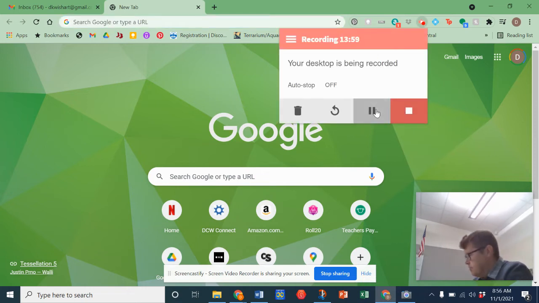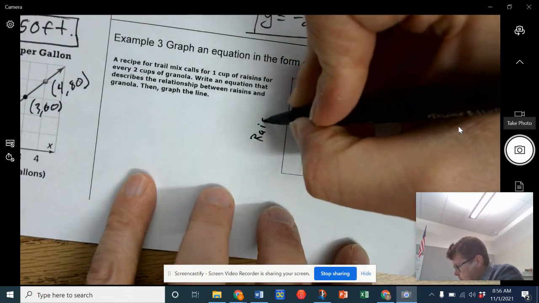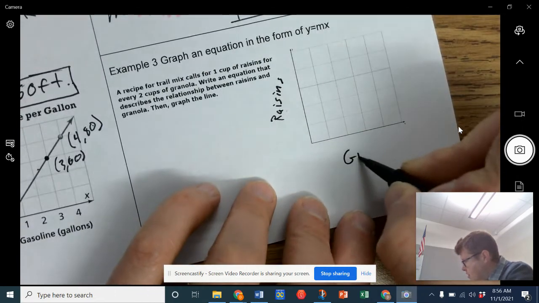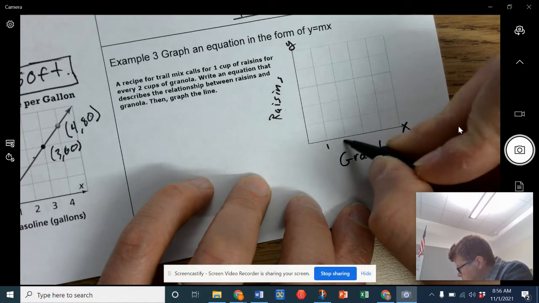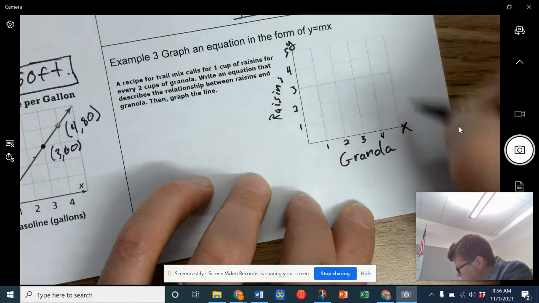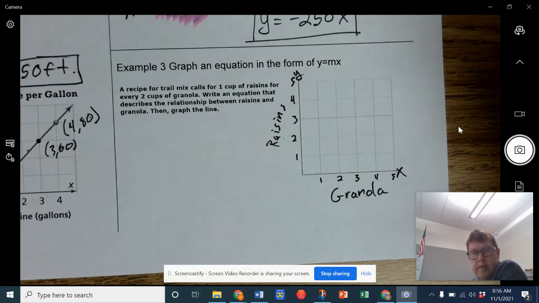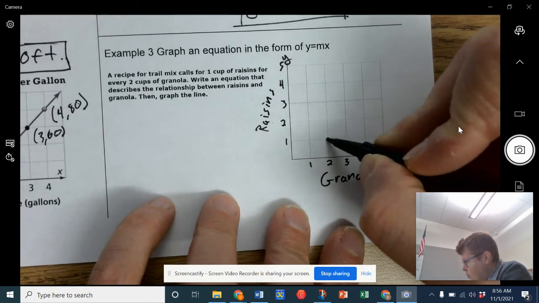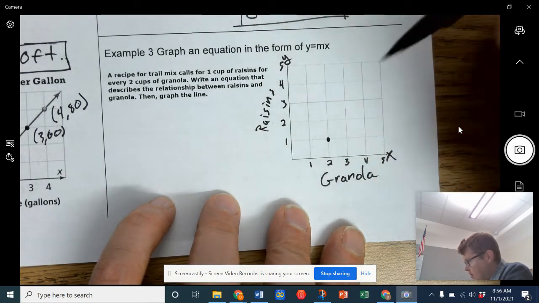Okay, guys, so you've got this graph right here, which you can't see. So let's go to it. We're going to put raisins on the y-axis and granola on the x-axis. Those y's and x's are very small. Then we'll just say 1, 2, 3, 4, 1, 2, 3, 4, and then we go up to 5. That's fine. The recipe for trail mix calls for 1 cup of raisins for every 2 cups of granola. So we basically find 2 here and go up to 1. Then we write an equation that describes the relationship between raisins and granola, and then graph the line.